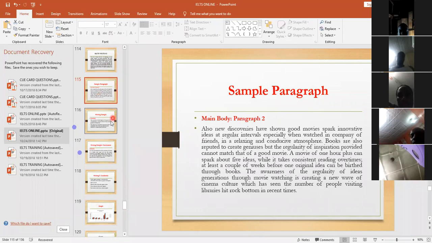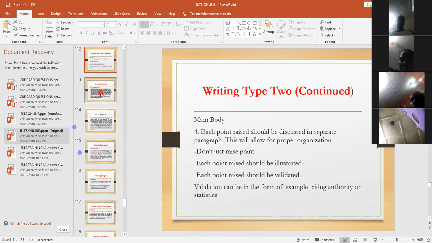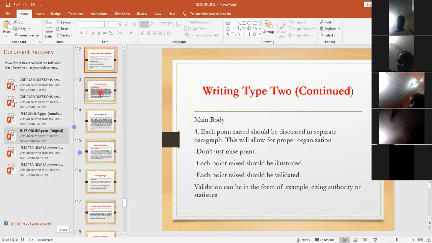Now, as we write each paragraph, I indicated that one thing we must do is this. If you look at my slide, I said every point you raise must be discussed in a separate paragraph. Don't crowd your points. Don't just raise a point and keep raising more points. Every point you raise must be developed and explained. So each point will be in a paragraph.